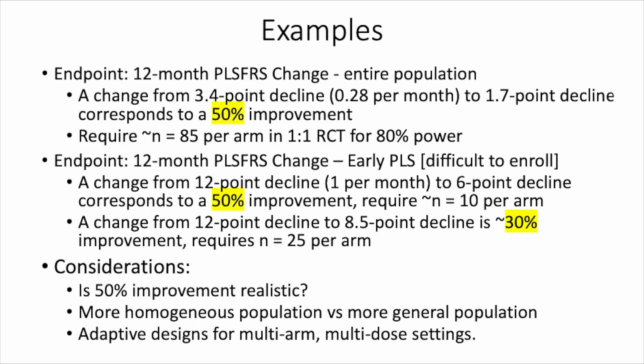so it's about 190 participants overall. But if you want to enroll a high-risk group where we expect a bigger decline, the sample size requirement will be much smaller. It could be as low as 10 participants per arm if we look at the early PLS participants. So it's a drastic reduction in the sample size requirement to detect the same effect size.